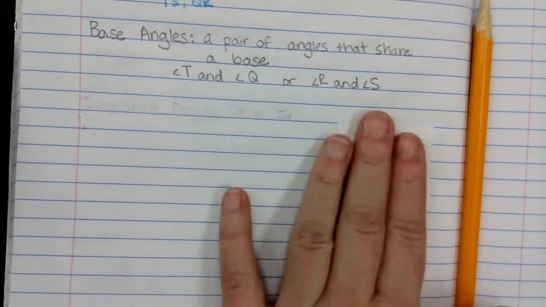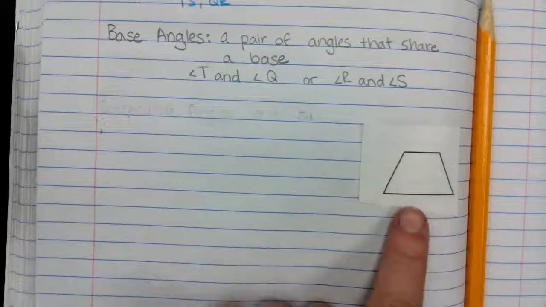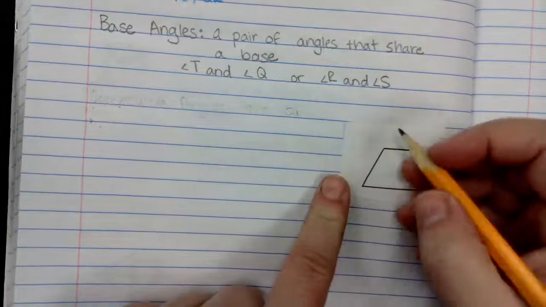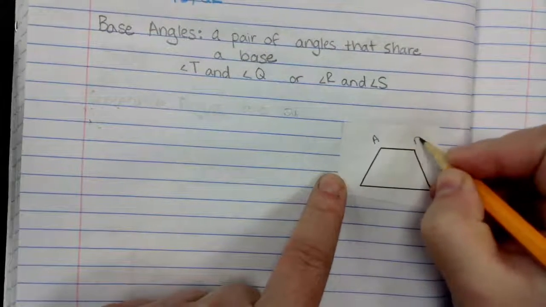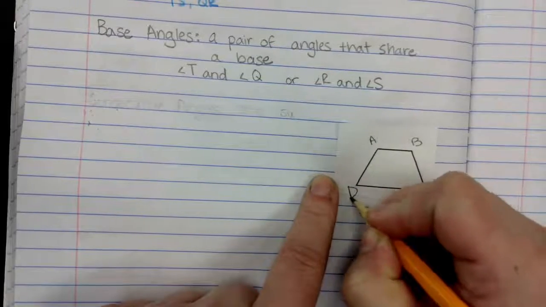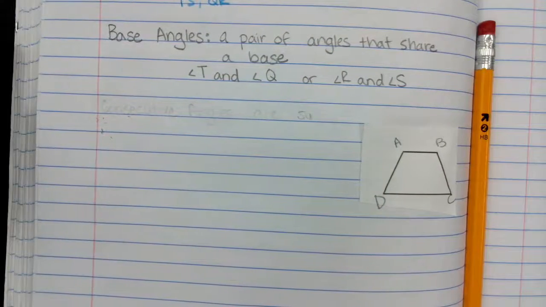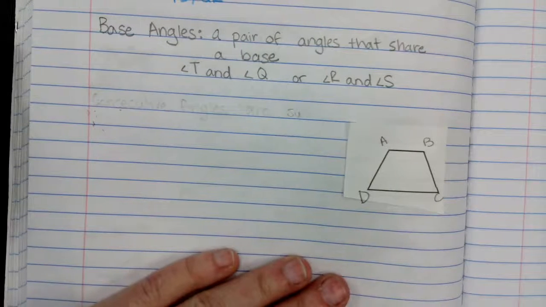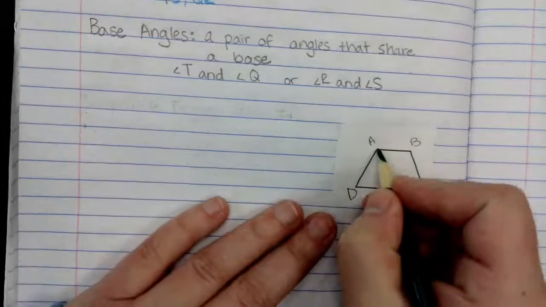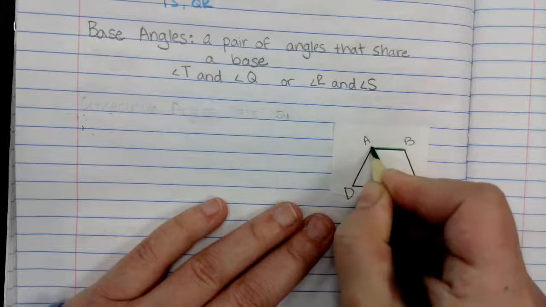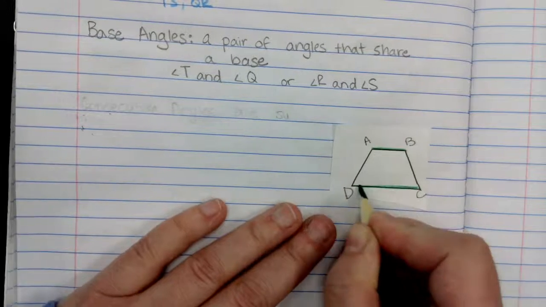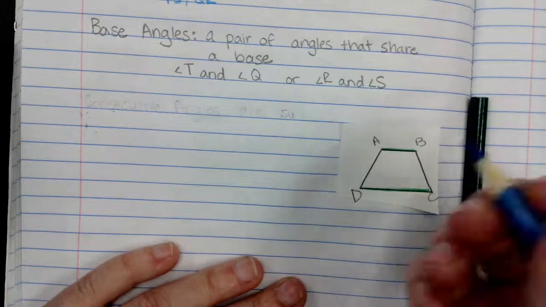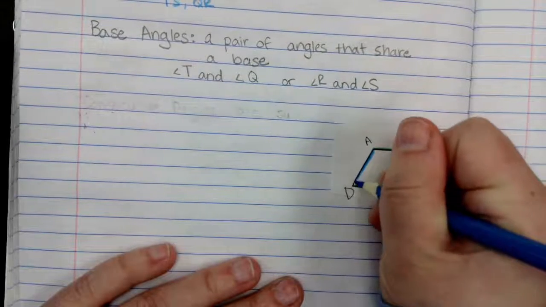Alright, so this is a trapezoid, which, let's label it. Just A, B, C, D, or do you guys want to be more creative? A, B, C, D. Alright, which sides are the base? Good. AB and DC are bases. These are parallel. What are the legs? AD and BC.